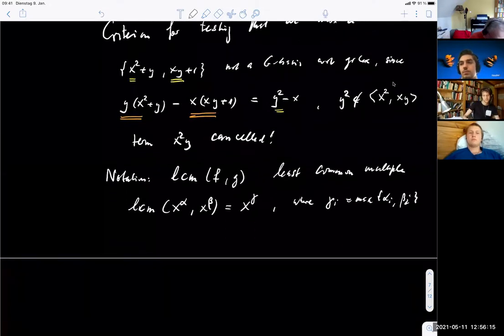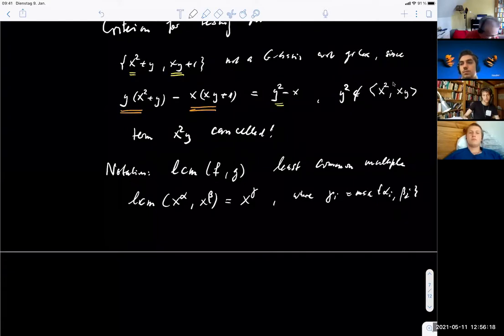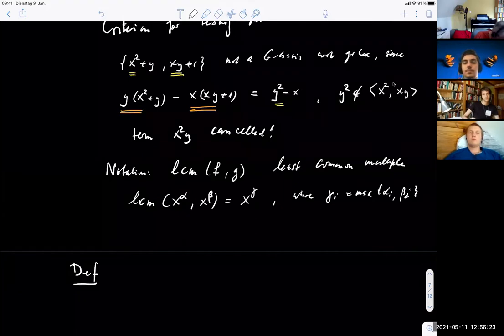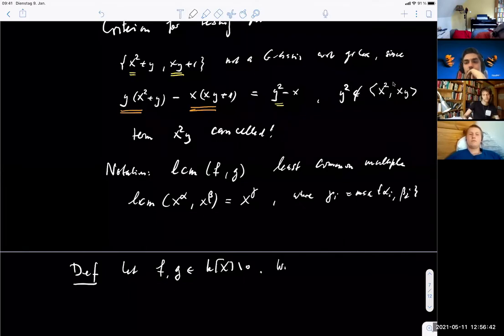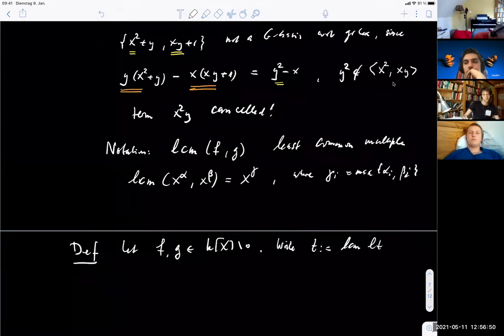Now I introduce the so-called S-polynomials. That's an important definition. Let's assume I have two non-zero polynomials f and g. Then we look at the least common multiple of the terms, denoted by t, like term. This is the least common multiple of the leading terms of f and g.